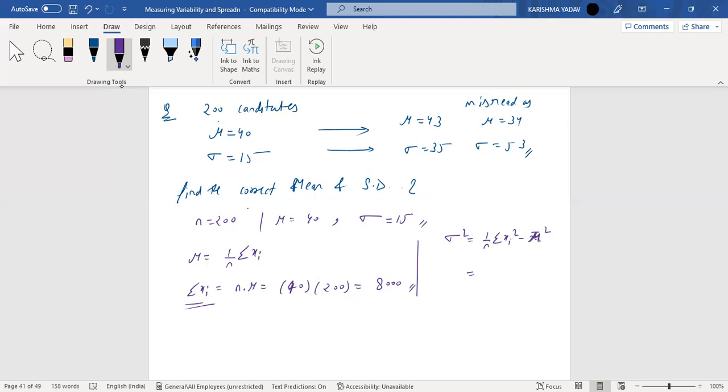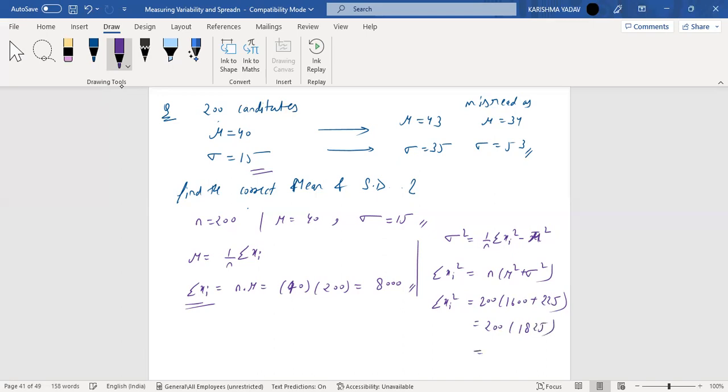If I want to find the value of sigma xi square, that is equal to n times mu square plus sigma square, right? And n is 200. So mu square is 40 square, what is 40 square? That is 1600, plus sigma square, that is 15 square. 15 square is, I think, 225, right? And the sum of these is 1825.